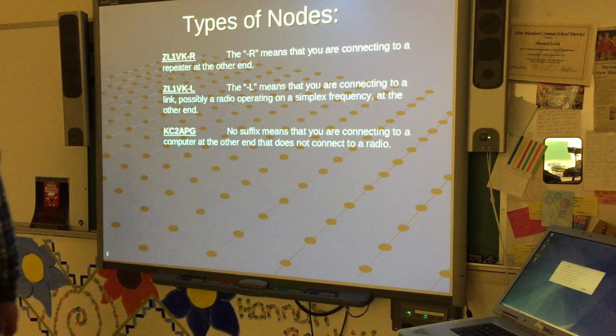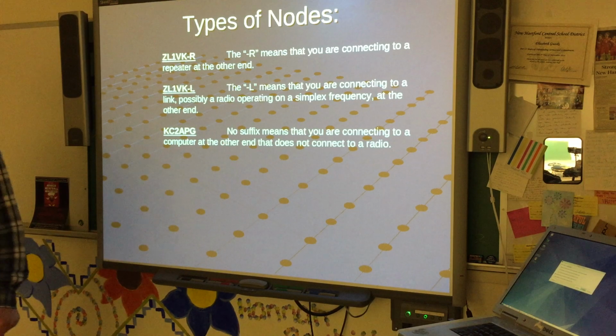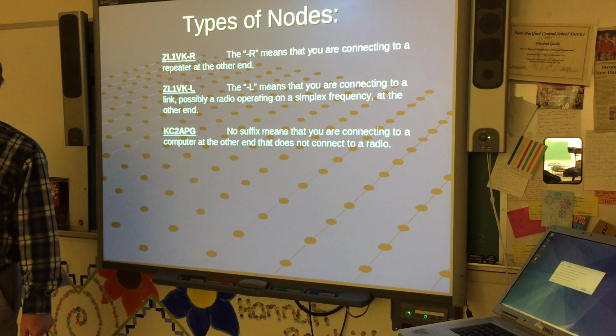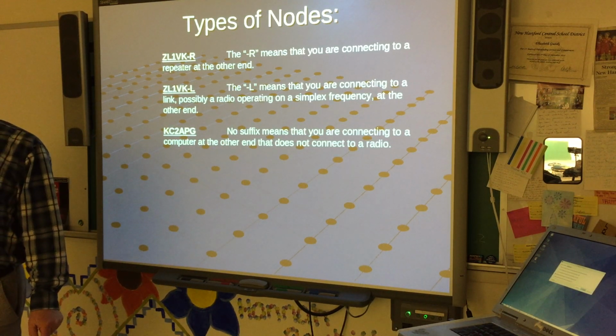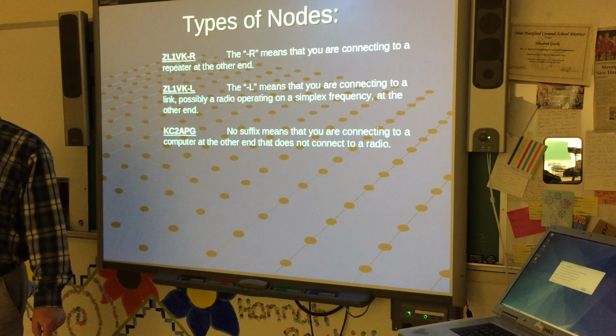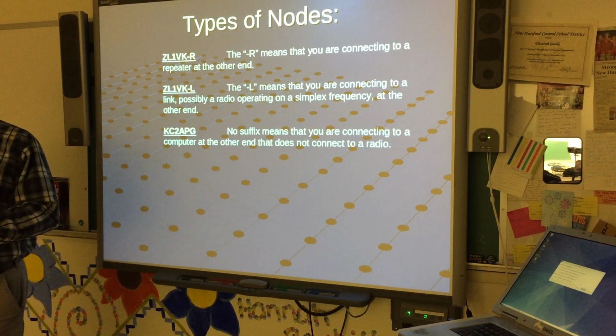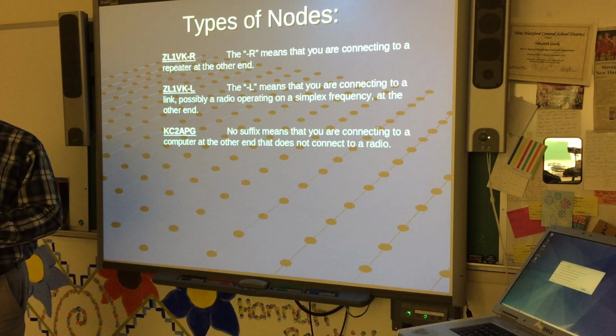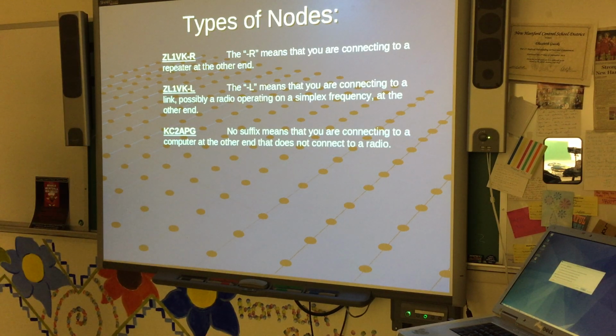So if you connect to ZL1VK-L, yes, it's a link. Meaning what? Meaning that it's probably a standalone radio. Okay. It's not tuned to a repeater. Oh, so it would be simplex?